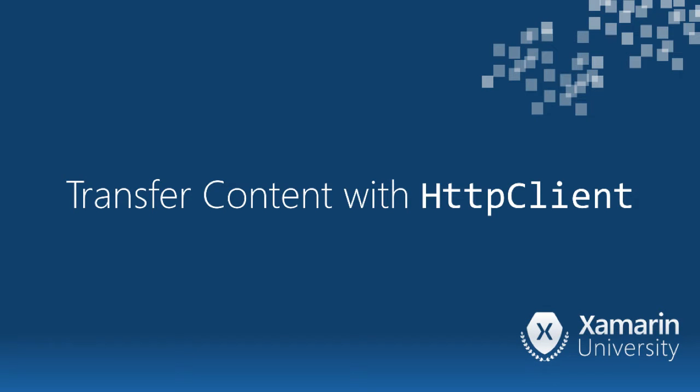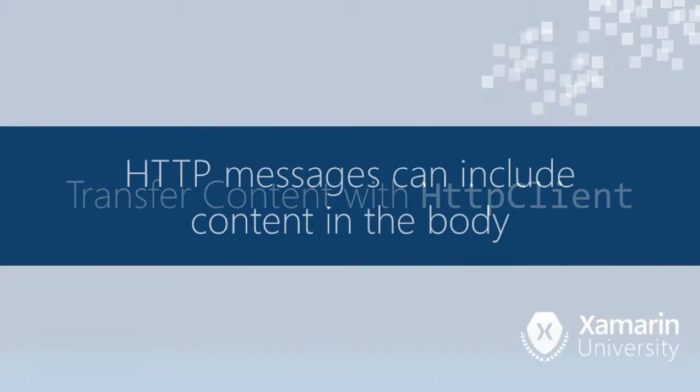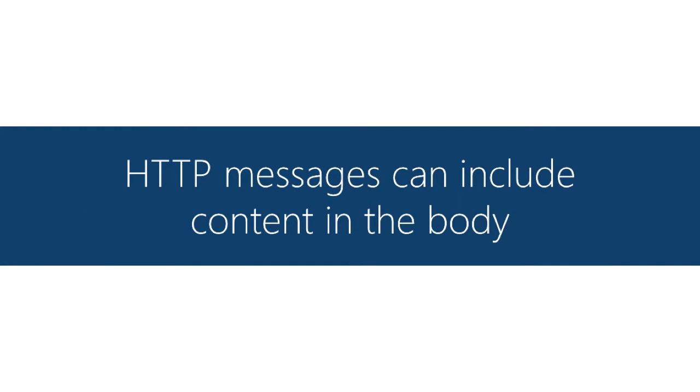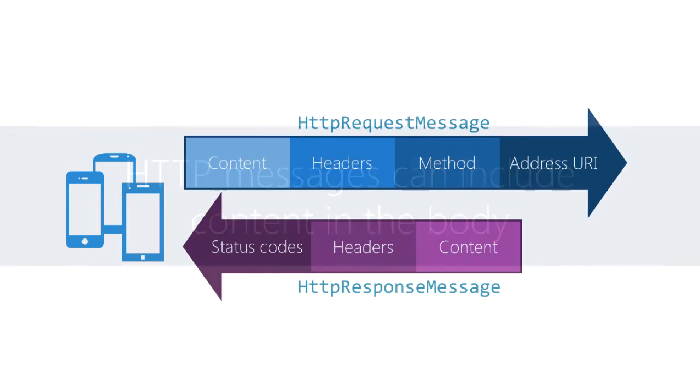In this part, we're going to see how to upload and download data using HttpClient. When you send messages and receive responses, both of those can have content associated with them. With HttpClient, either directly or indirectly, we're always using these types to send our messages. So request on the way up and response on the way down. And notice that both of them have content included.